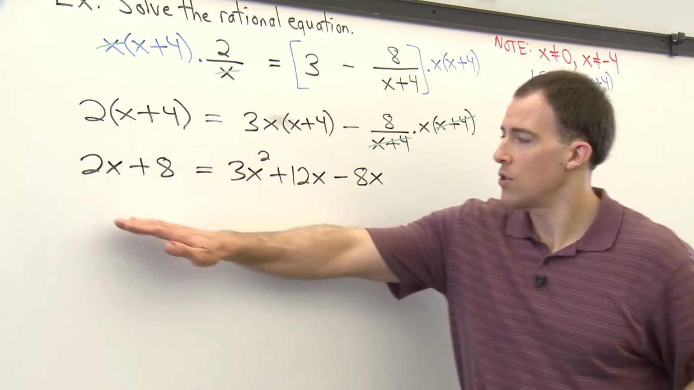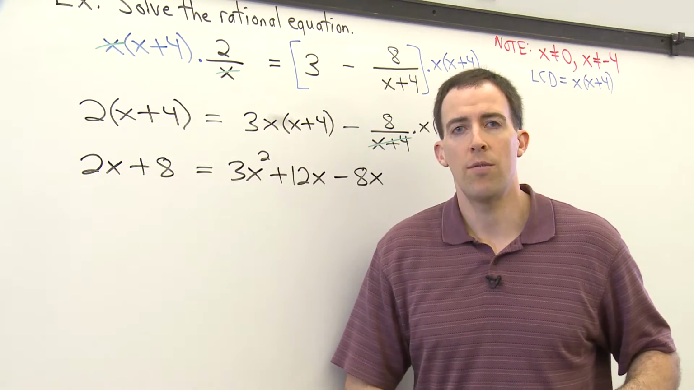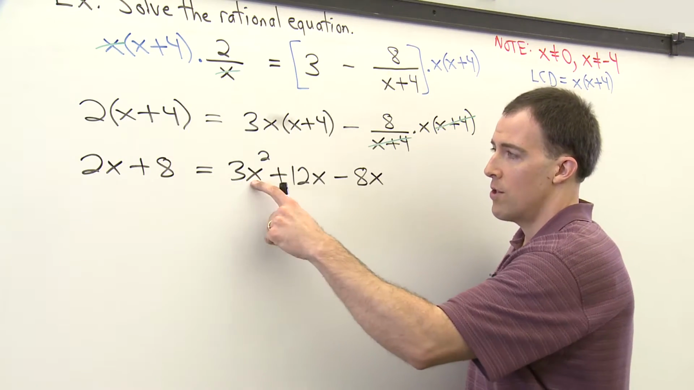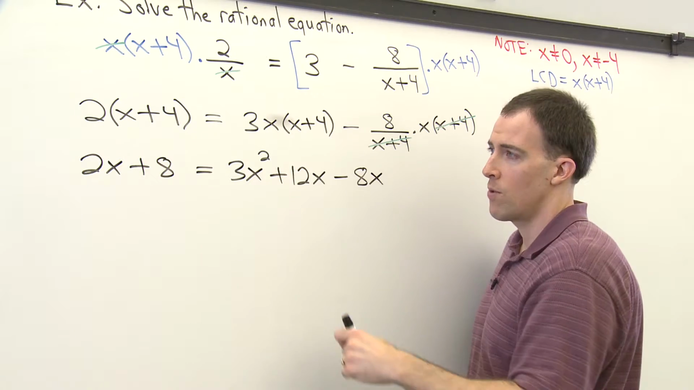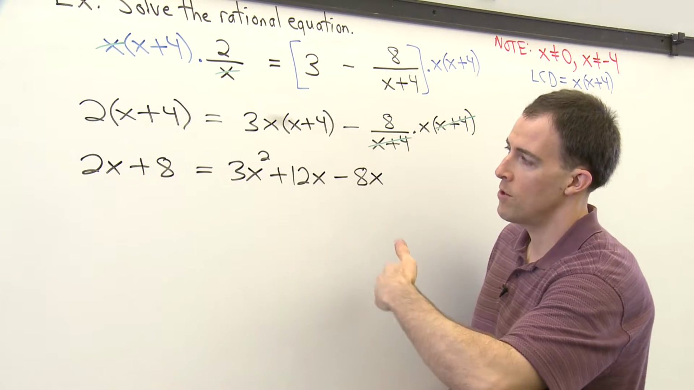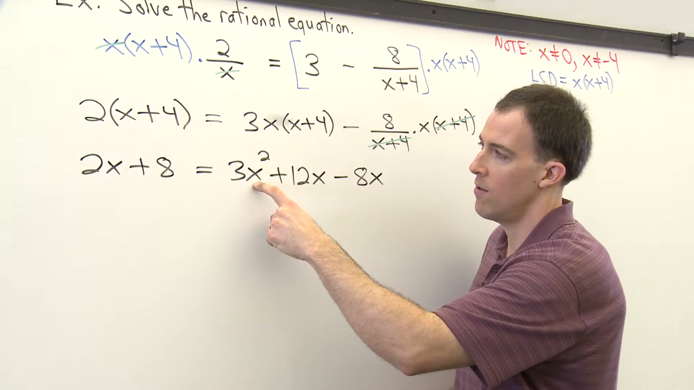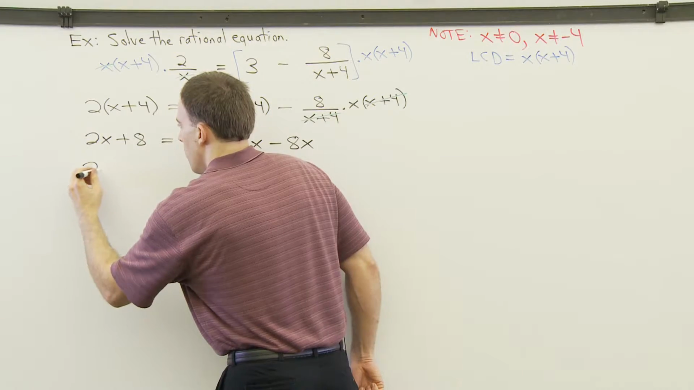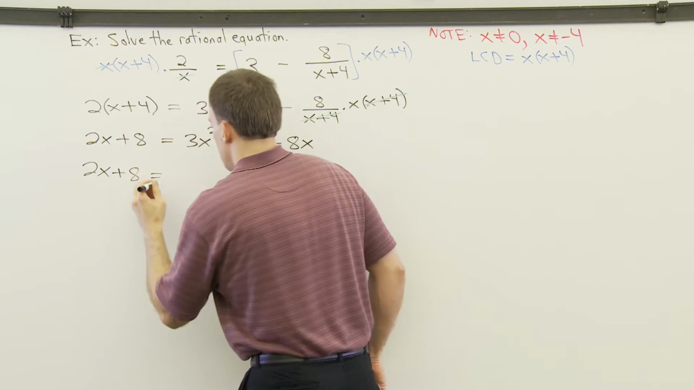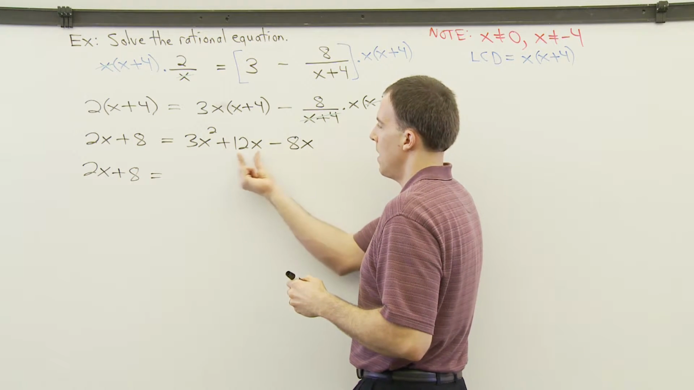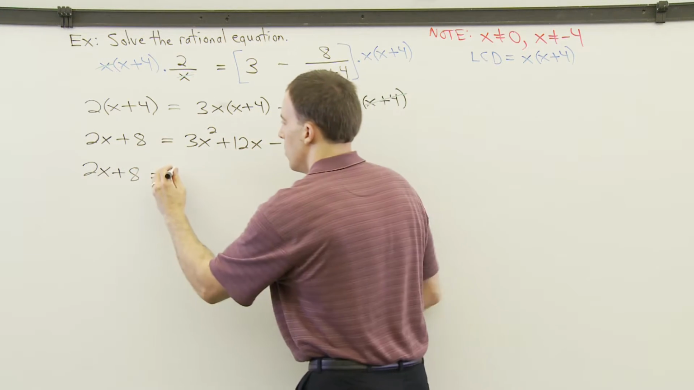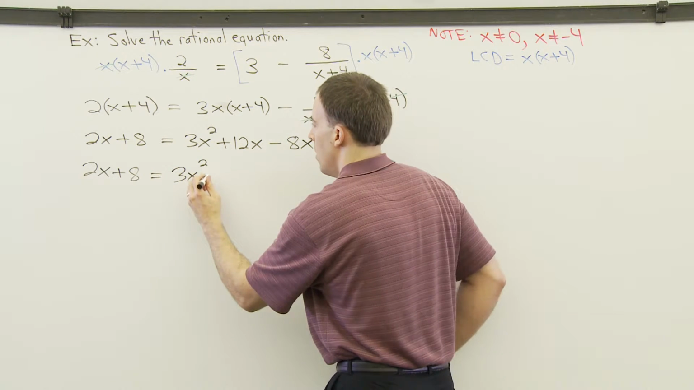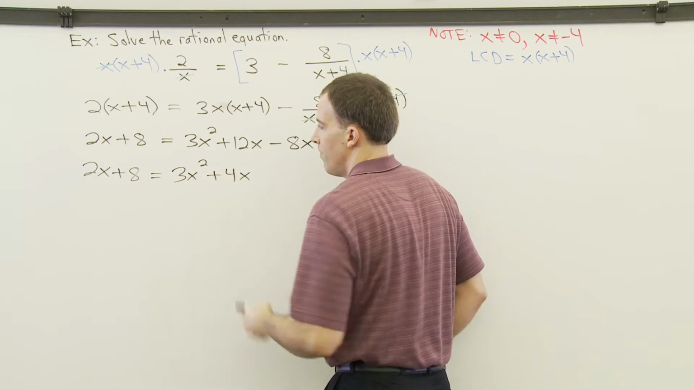So notice at this stage, all of the fractions have been cleared, which means we're on the right track, we're doing it properly. Let's think here. We've got a quadratic equation. There's an x squared term, which means we're going to need to get it set equal to 0 with all terms on one side. The x squared term is currently on the right, so we want to bring all terms to the right side with a 0 on the left side. Before I do that, I'm going to combine like terms on the right. We've got a 12x and a negative 8x, which combines to positive 4x. So I'm going to rewrite the right side as 3x squared plus 4x.